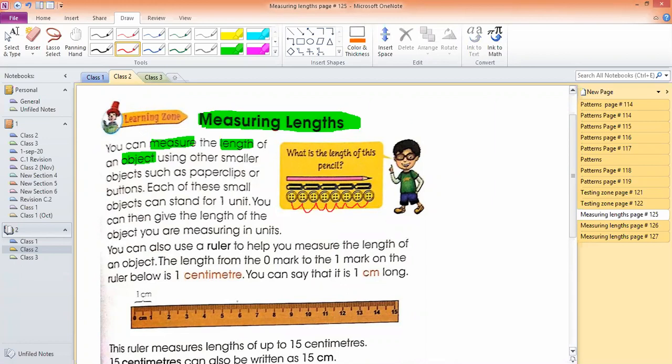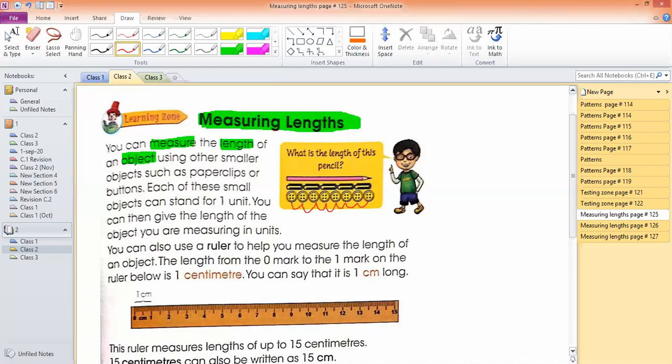Okay. So what we understand here is that for measurement of any object, we can use smaller objects and we can take one object as 1 unit and check how long the object is. You can measure your razor, your sharpener, your scale, your box, your geometry box. You can measure anything, your toy if it is straight, okay? So you can measure anything with small objects.